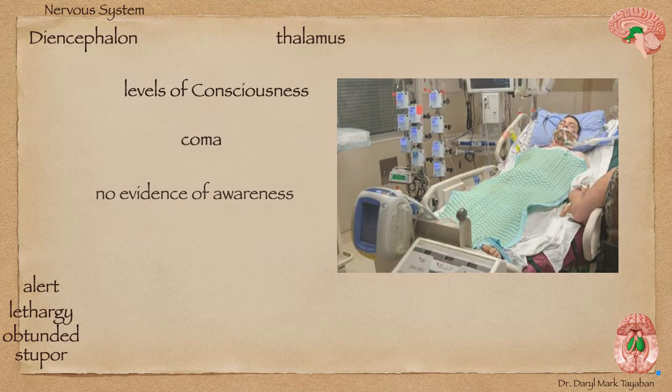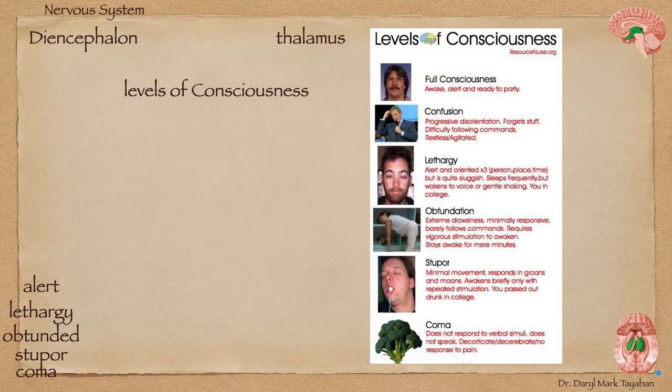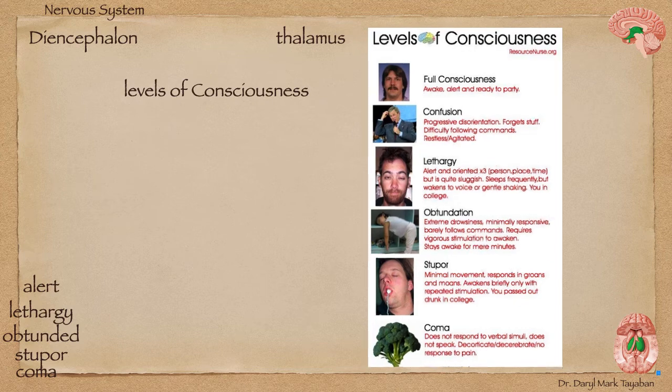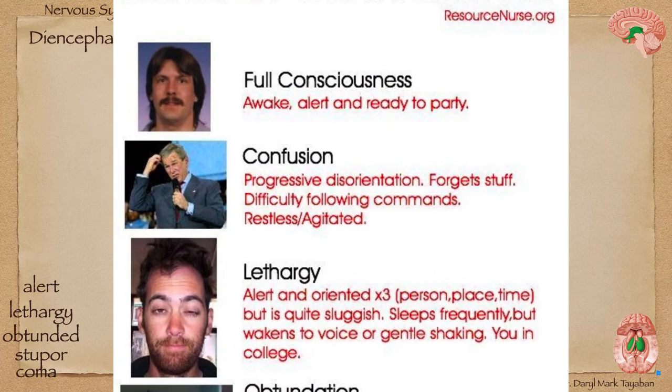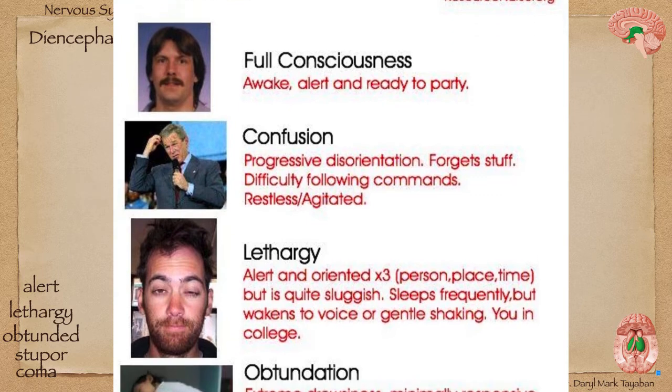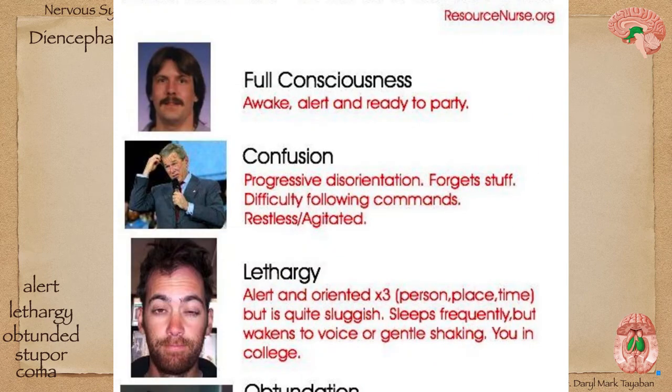So I also include an easier way for you to remember. This is from a site about nursing reviews, and they have different and funnier pictures. So for full consciousness: awake, alert, and ready to party. Confusion, they include this as a different category: progressive disorientation, forgetting stuff, difficulty following commands, restless or agitated. For lethargy, they are oriented to person, place, and time. That's the PPT that you need to remember.